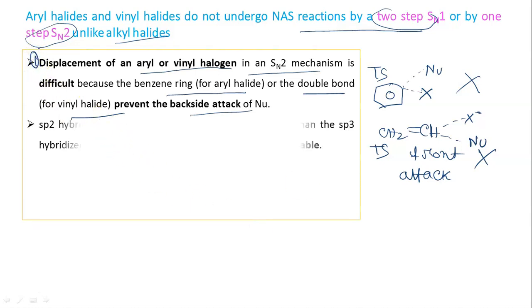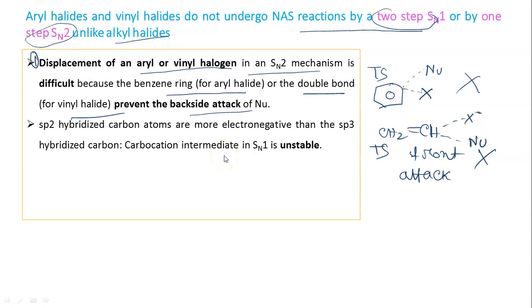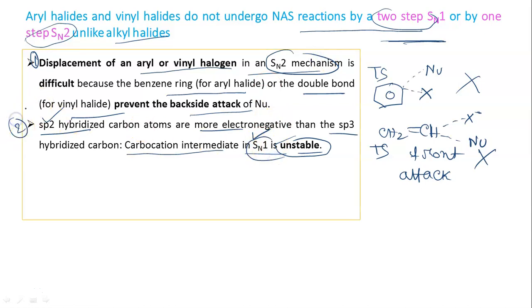Number one. The second reason is, if the carbocation that we have observed in case of alkyl halides is formed here, then sp2 hybridized carbon atoms, we know, compared to sp3, are more electronegative because of more s character in sp2 compared to sp3. So that is why if a carbocation intermediate is formed through the two-step SN1 mechanism, it will be very unstable. So that is another reason. The previous reason we have seen was for the SN2 mechanism. Now it is for the SN1 mechanism. So this is reason number 2.